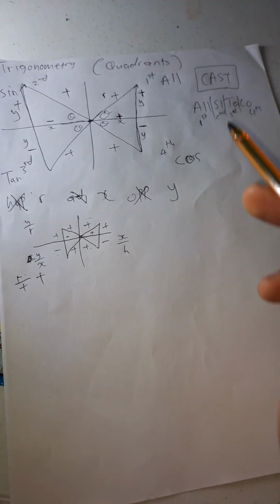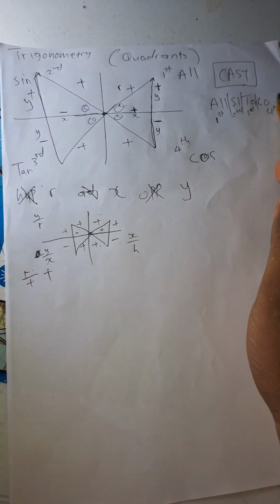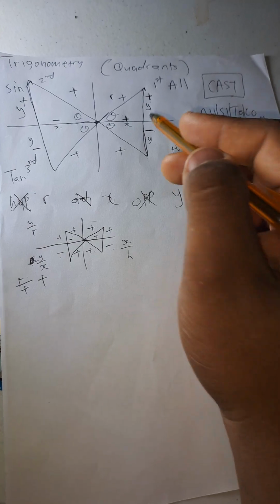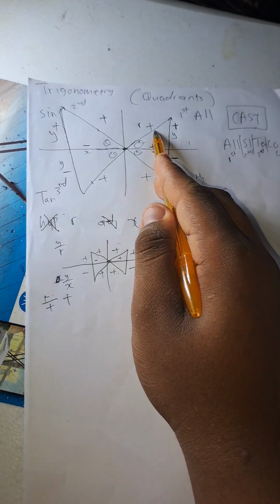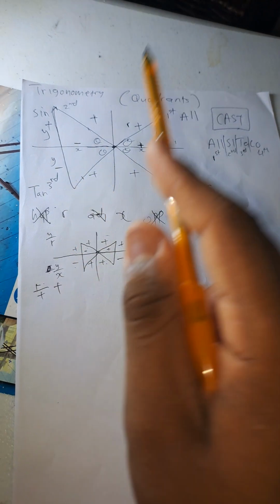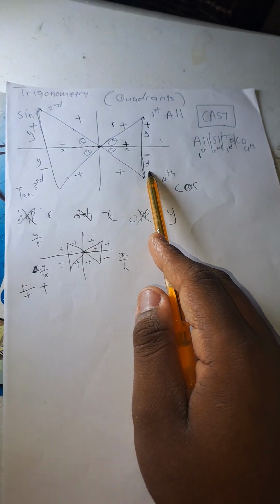So remember, All Sin Tan Cos, or the CAST diagram, this is CAST. First quadrant, everything is positive. Second quadrant, only sin is positive. Third quadrant, only tan is positive. Fourth quadrant, only cos is positive.